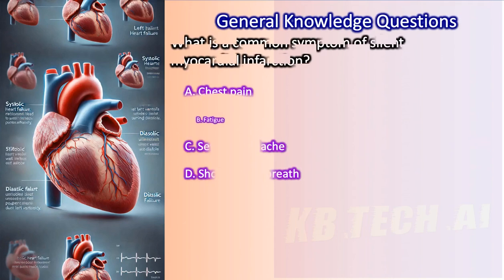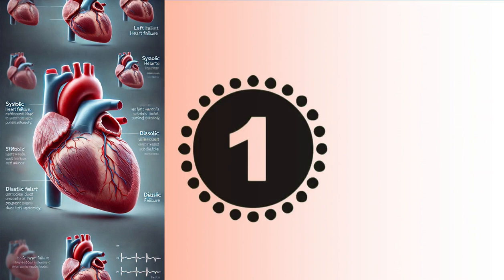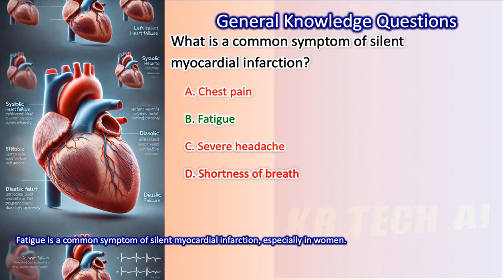What is a common symptom of silent myocardial infarction? Option 1, chest pain. Option 2, fatigue. Option 3, severe headache. Option 4, shortness of breath. The answer is option 2, fatigue.